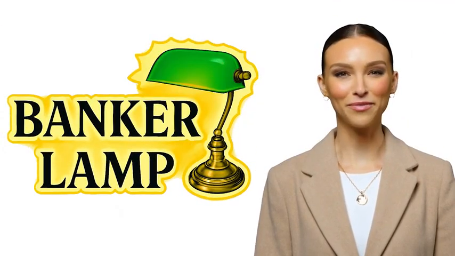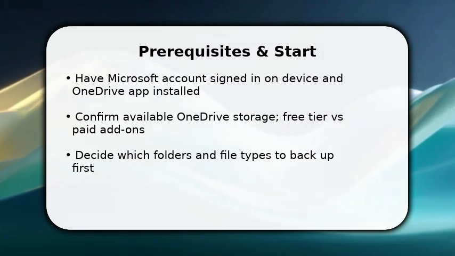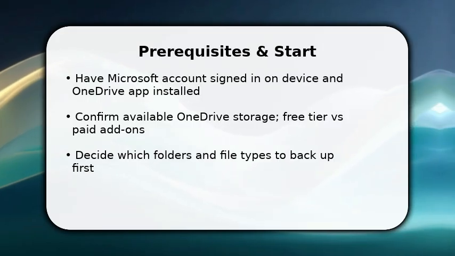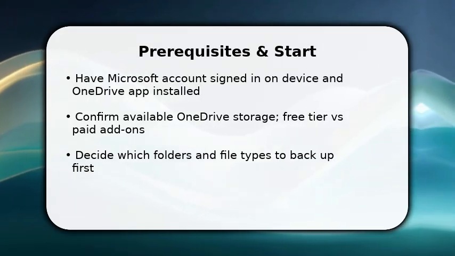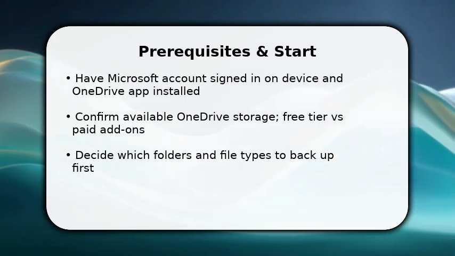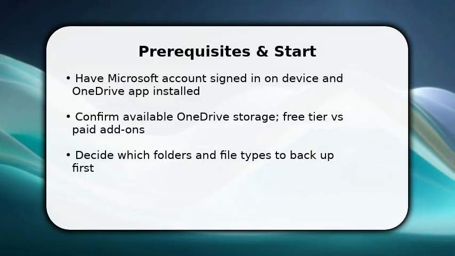Please enjoy the video. You'll begin by confirming prerequisites. Sign into your Microsoft account and open the OneDrive app. Once done, check available storage so you don't hit limits mid-sync. Upgrade if necessary. Next, choose priority folders: documents, desktop, pictures, and decide whether to include large media files.